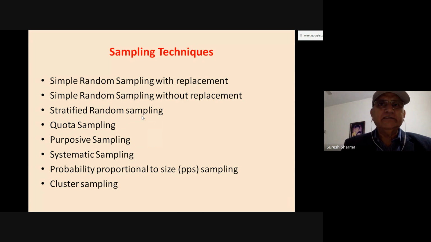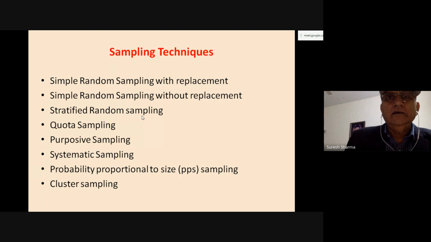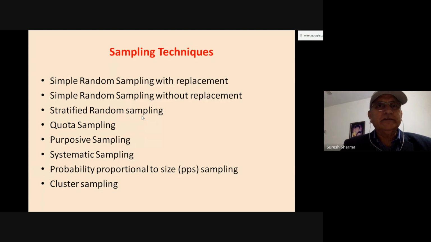And moreover, these districts are not homogeneous, because there may be some remote districts, there may be districts which are very close to the city, or maybe the city itself, right? So obviously we have to give the representation for the entire West Bengal. So this is how we go for the stratified random sampling.